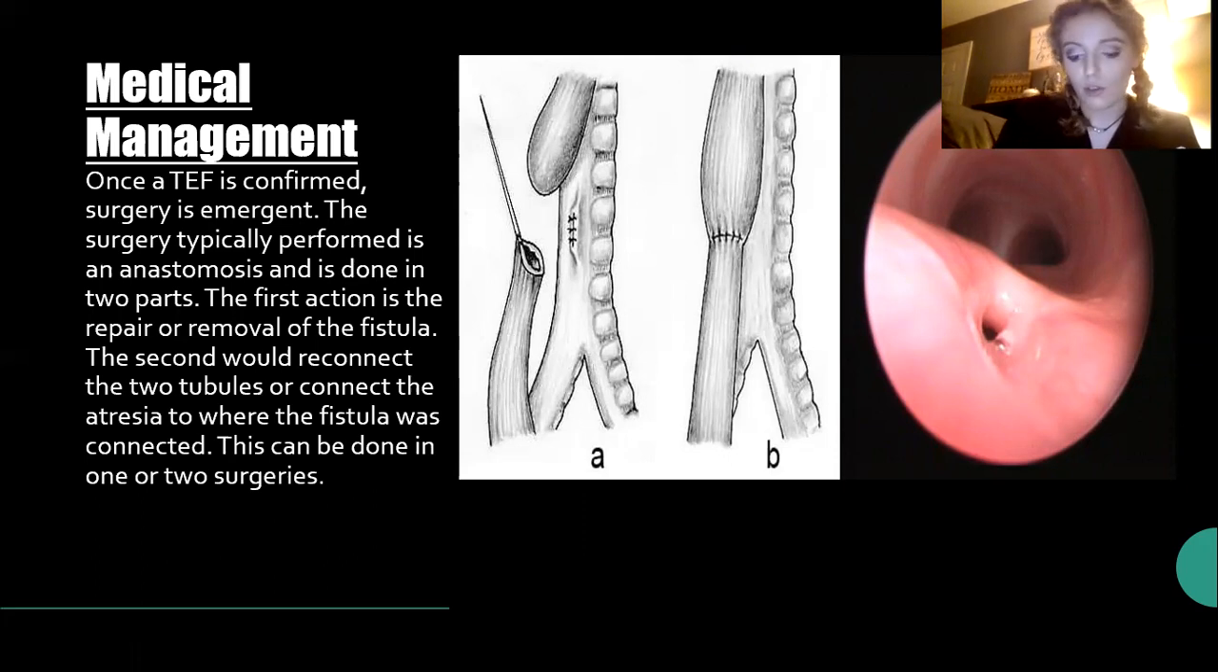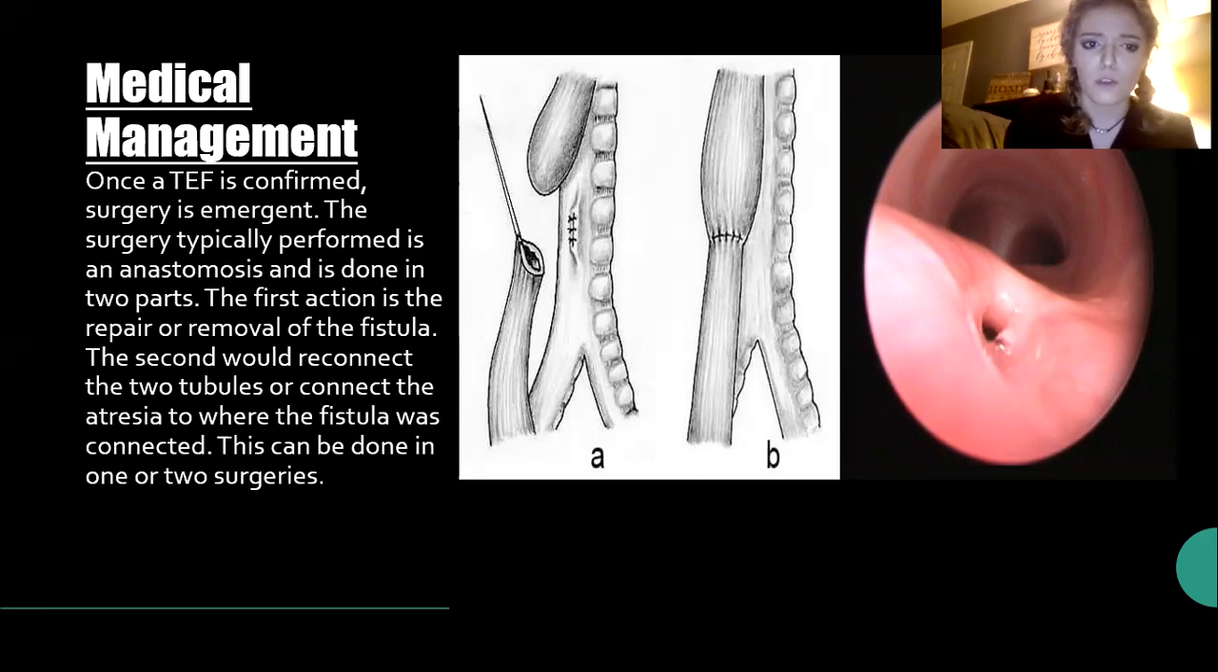And most of the time, the surgery that is performed is called an anastomosis. An anastomosis is basically just reconnecting, or disconnecting and connecting, other passageways. It could be in blood vessels or the GI tract or nerves or just anything. In this case, it would be the esophagus back to itself.